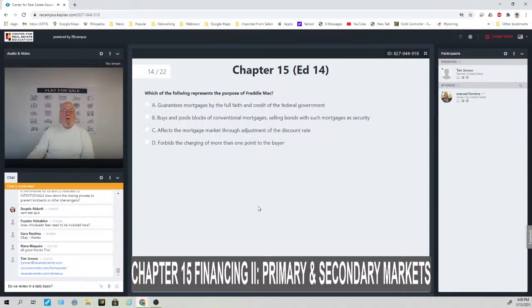Number 14, which of the following represents the purpose of Freddie Mac? Oh, that's Fannie, Ginnie, Freddie. Which one was Freddie? What do they do?